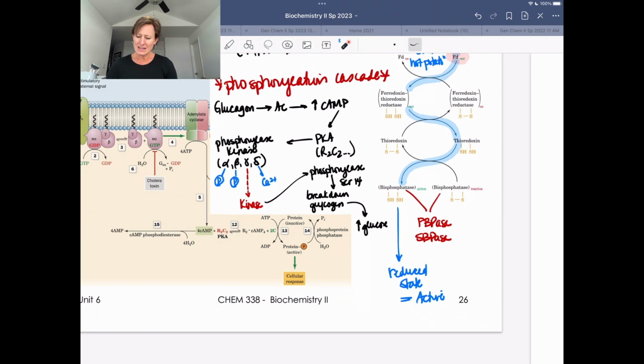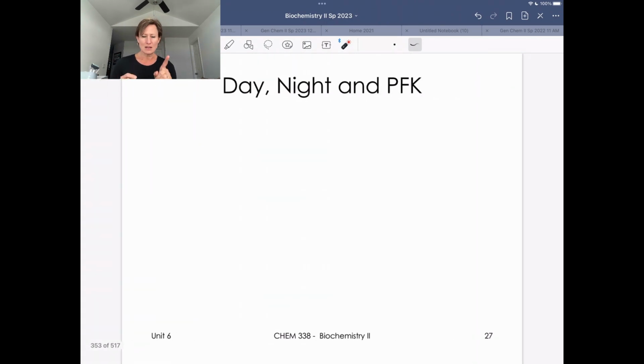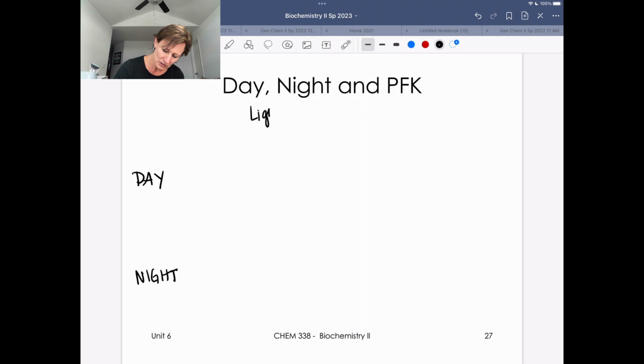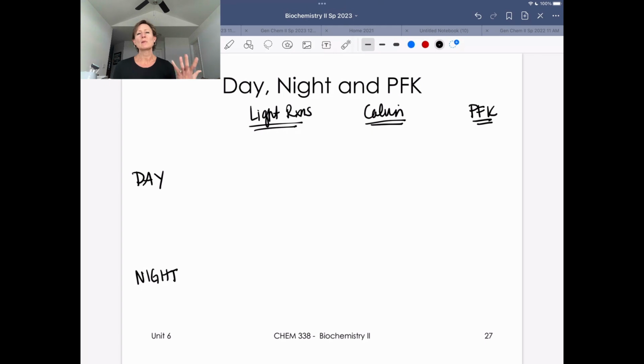Wow, I know that's a lot. So let's take a minute and try to summarize all of this. I'm going to draw a little table here. At the end of the day, we're going to talk about what happens at day versus nighttime, what's happening with our light reactions, and what's happening with the Calvin cycle, okay? And then we're also going to bring in PFK, the rate controlling enzyme of glycolysis. So we're asking the question, are we activating or inhibiting glycolysis?